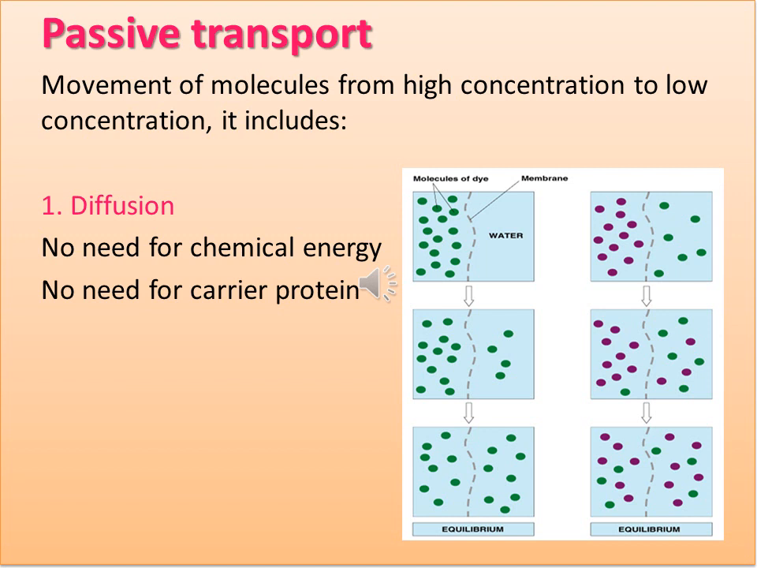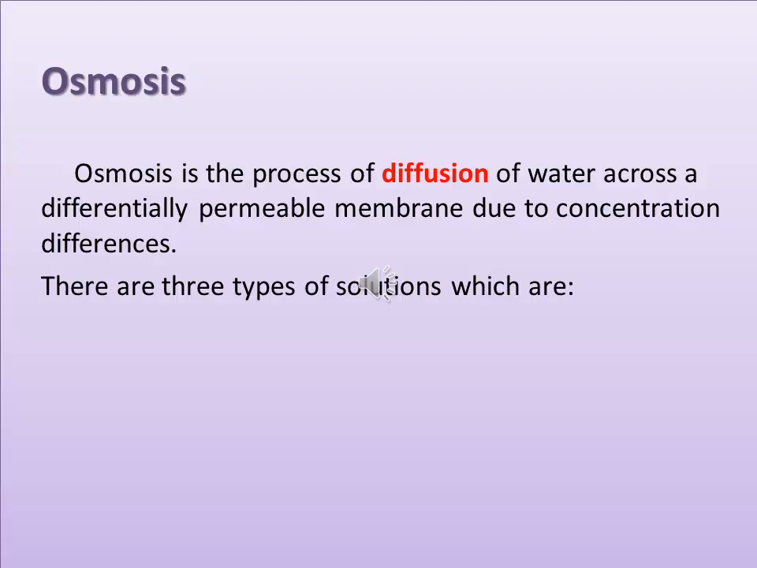In diffusion, there is no need for a carrier protein. This is the process in which the movement of molecules is from higher to lower concentration until equilibrium is achieved and molecules are distributed equally. For example, the gas exchange in the lung during respiration. Osmosis. Osmosis is the process of diffusion of water across a differentially permeable membrane due to concentration differences.